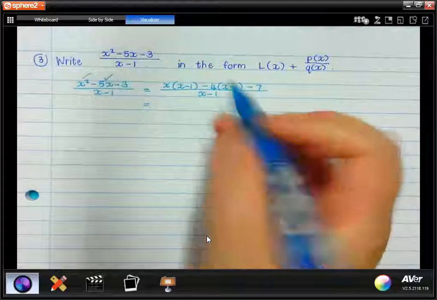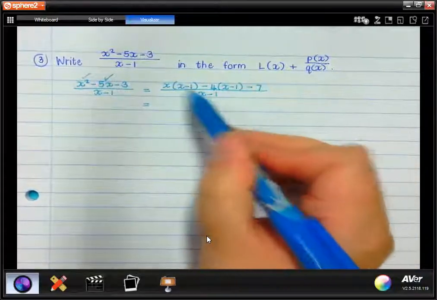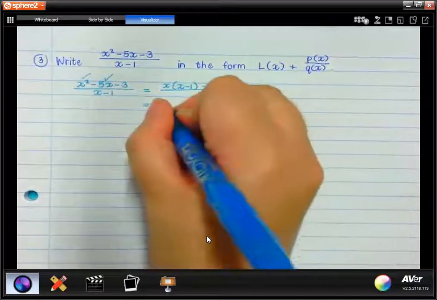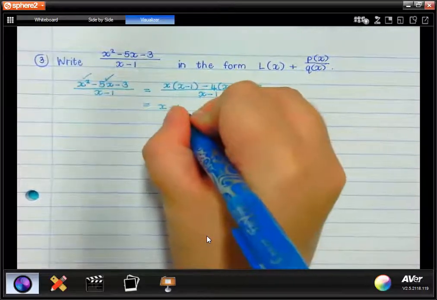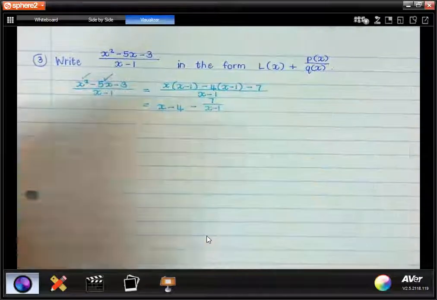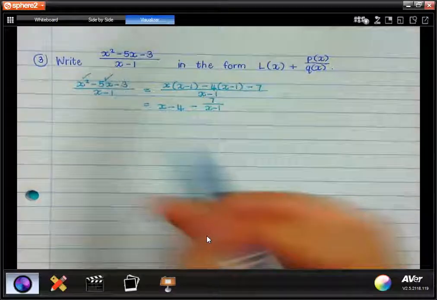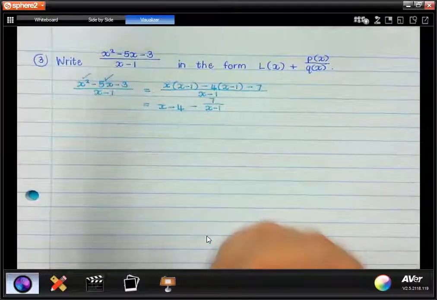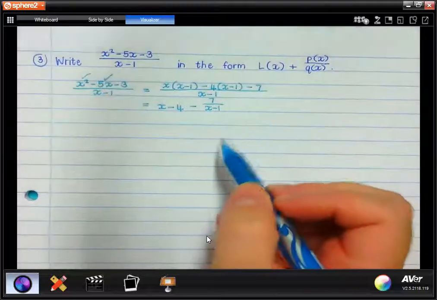Now, if we look at our first term, what's going to be left if I were to split this fraction up? x, then the second term, minus 4, and then minus 7 over x minus 1. So now your asymptote is actually going to be y equals x minus 4, which is also a skew line, an oblique asymptote we call it.